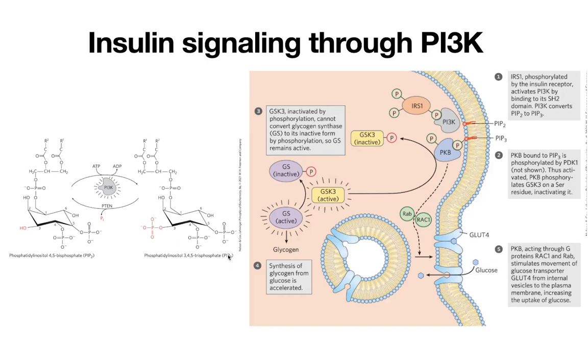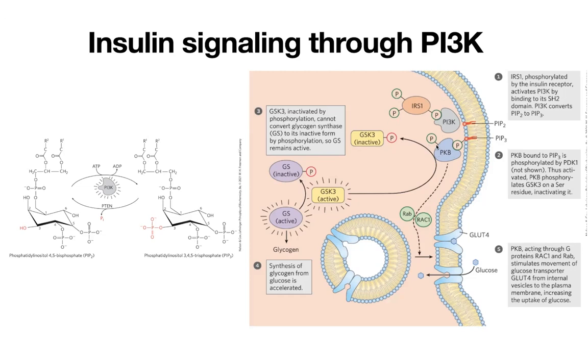Don't confuse this with IP3. This is still a full phospholipid, but it has a third phosphate group on this phosphatidylinositol head. And once it's phosphorylated, now it can bind to PKB. Another K, another kinase, we've got protein kinase B. Protein kinase B is going to bind to PIP3, and it's going to be phosphorylated by another kinase, which is called PDK1. And then this is going to be fully activated.